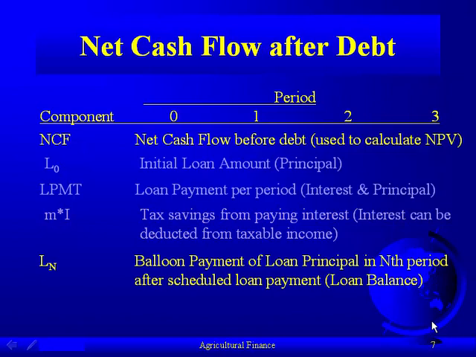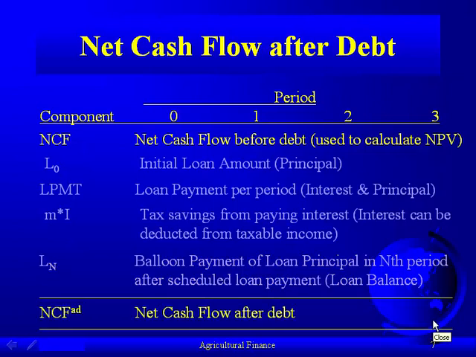The fifth component is LN, where N represents the maturity of the investment, and that represents the balloon payment of the loan principal in the nth period, after paying the scheduled loan payment in that last period. So it's what remains on that note. That may be zero. If you take out a 30-year note and sell the investment in 5 years, you still have a balloon payment that has to be paid.